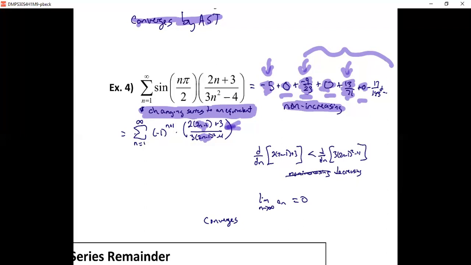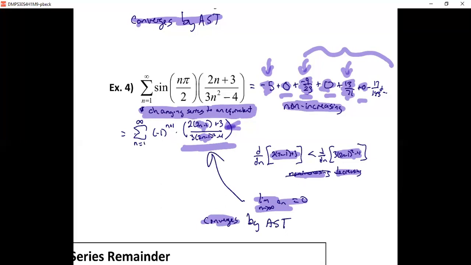So let's go ahead and do that. The derivative of the numerator there is smaller than the derivative of the denominator. Hopefully you know that a linear function has a smaller derivative than the quadratic function. So this is a decreasing function. We could say non-increasing. This is specifically a decreasing function. The limit as n approaches infinity of a sub n is 0. Therefore, we have convergence. And why do we have convergence? By the alternating series test using that series.